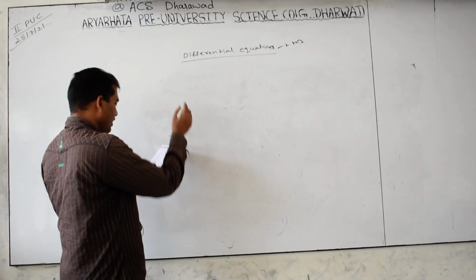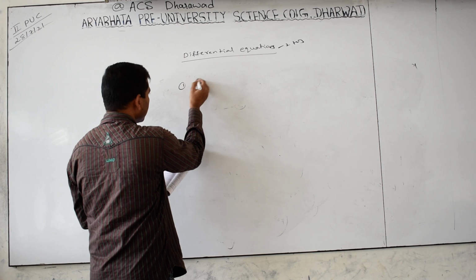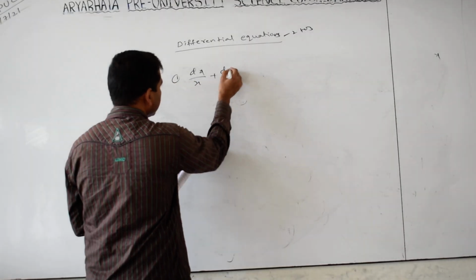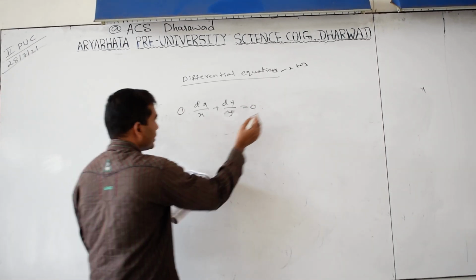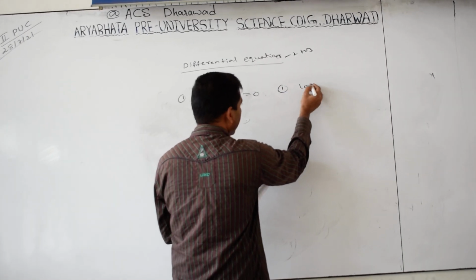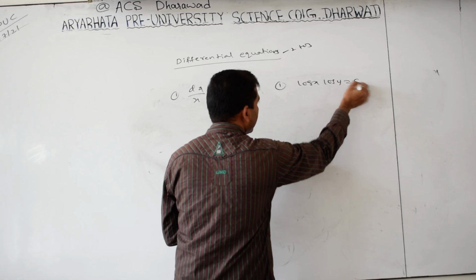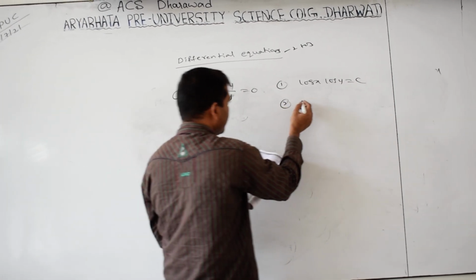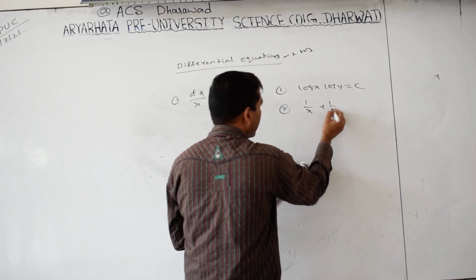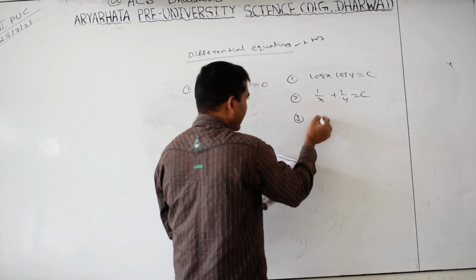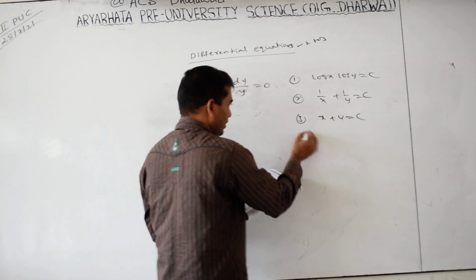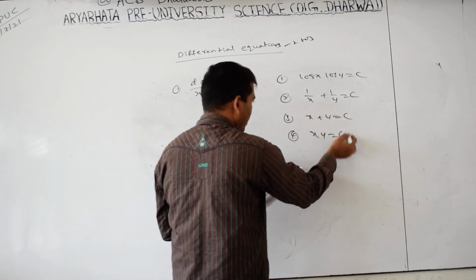Next, the solution of the equation dx by x plus dy by y equal to 0 is: option A, log x into log y equal to c. Option B, 1 by x plus 1 by y equal to c. Option C, x plus y equal to c. Fourth one, xy equal to c.